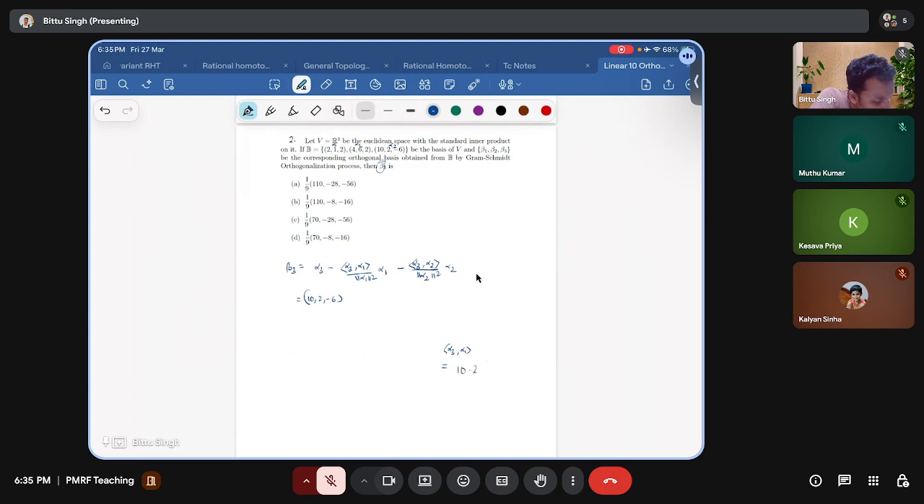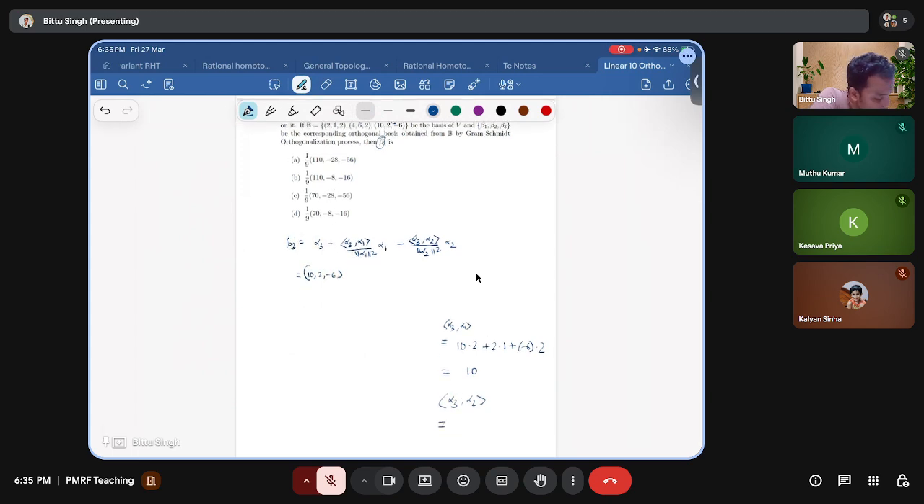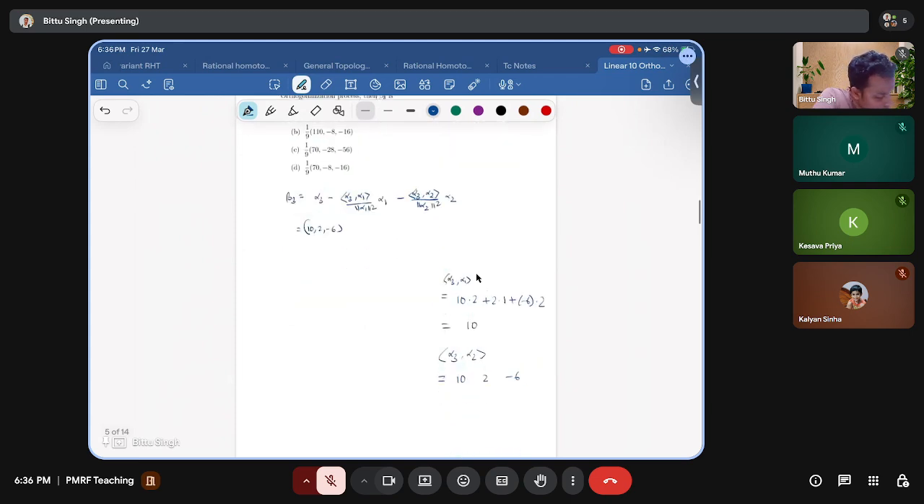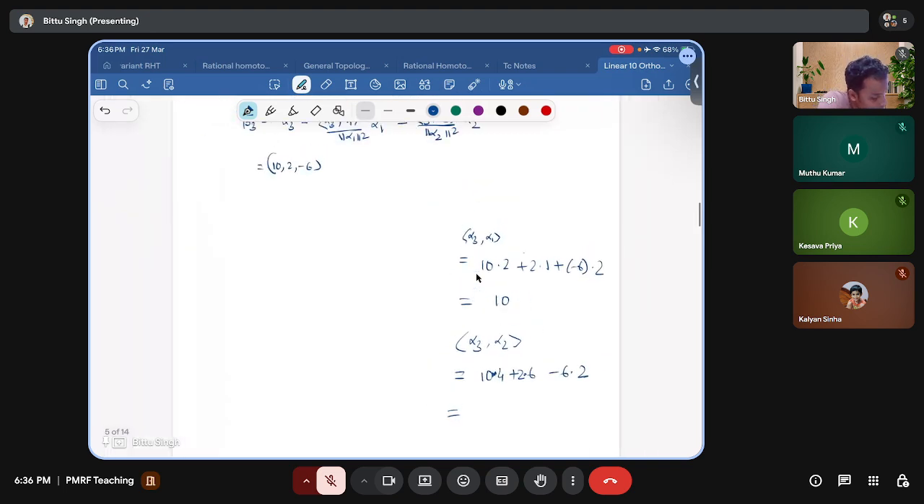10 times 2 plus 2 times 1 plus minus 6 times 2. 22 minus 12, which is 10. And now we also need to calculate alpha 3 inner product alpha 2. This is same as 10, 2, minus 6, and we need to multiply with 4, 6, 2. So it is 40.